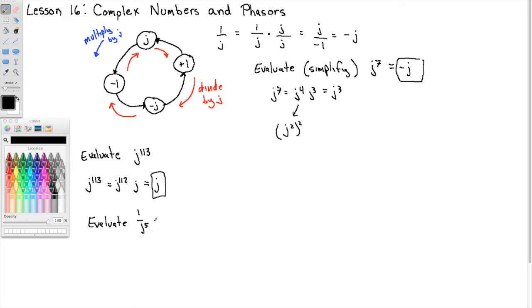All right, so 1 over j to the 5th is equal to 1 over j to the 4th times j. J to the 4th, like we said, is 1. So this is 1 over j, and 1 over j is equal to minus j. All right, so again, you can always simplify powers of j to one of these 4 states, and anything that multiplies j, like a constant 5, you put the 5 to the right, and this number is called an imaginary number.